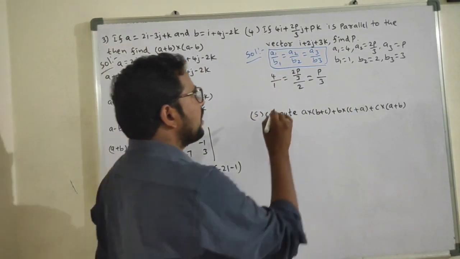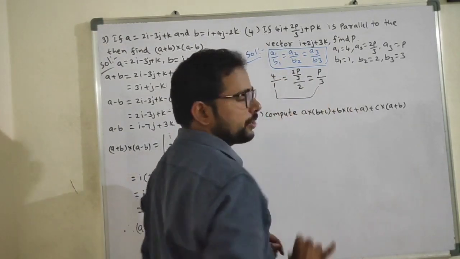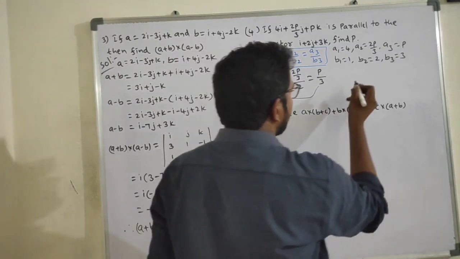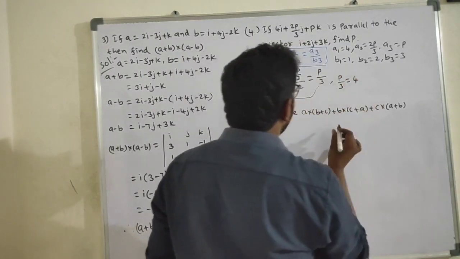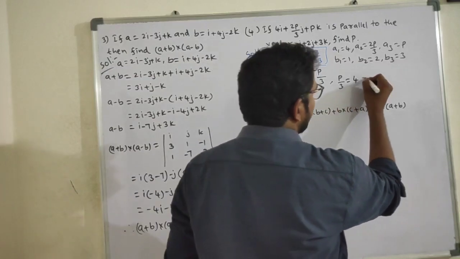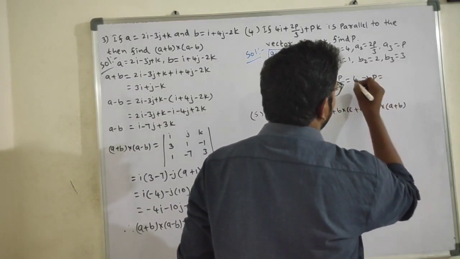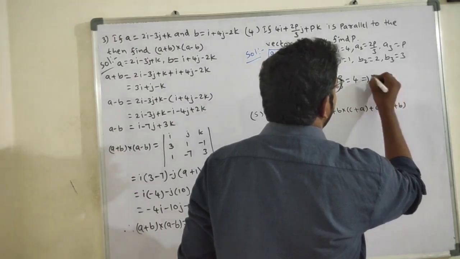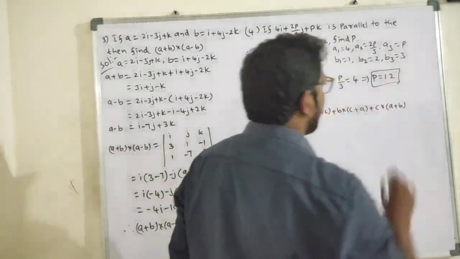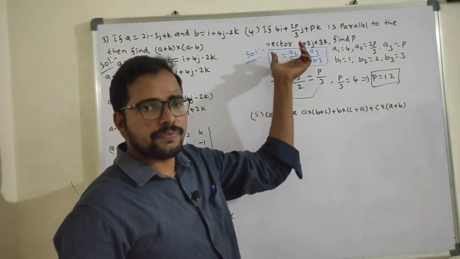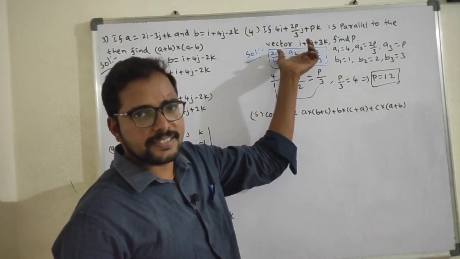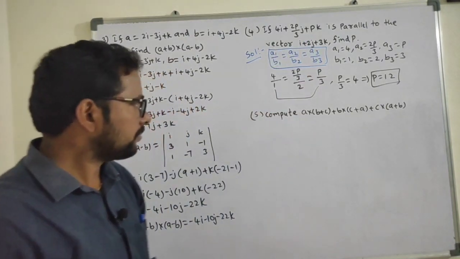Now take the first and last ratio. Take these two ratios. So p by 3 is equal to 4. So 3 goes to the right-hand side and multiplies. This implies p is equal to 3 fours are 12. p is equal to 12. This is the p value, using the condition for two vectors to be parallel.